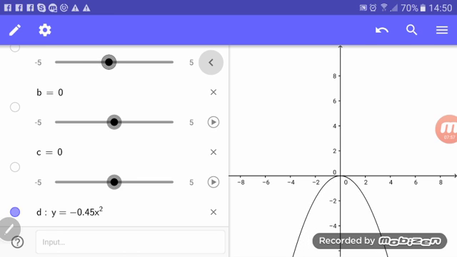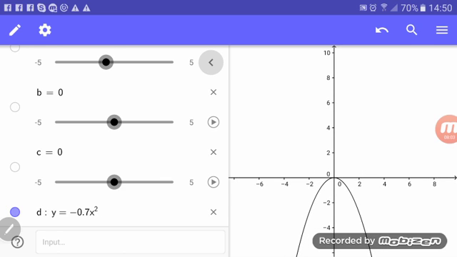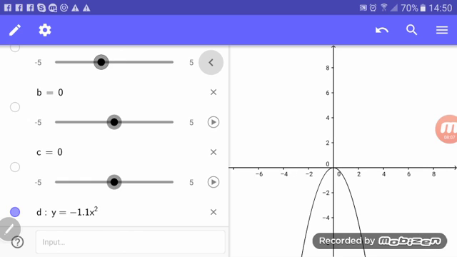Okay, so similar thing like when it's positive. The closer to 0 it gets, the wider it gets. The closer to negative 1 it gets, the closer to the original shape it gets, just concave down. Okay. And as we go beyond negative 1, it becomes more narrow again.